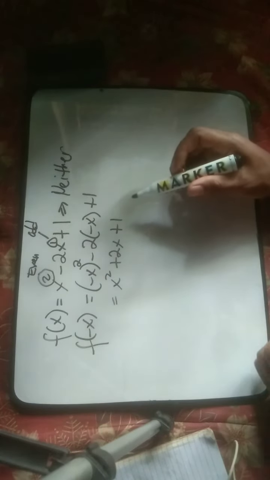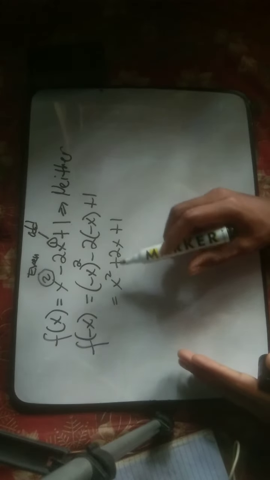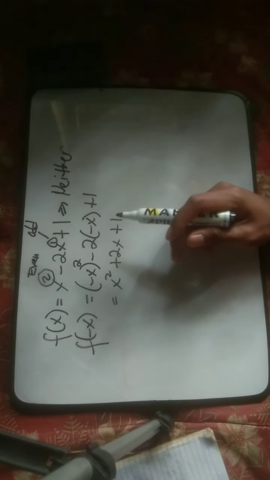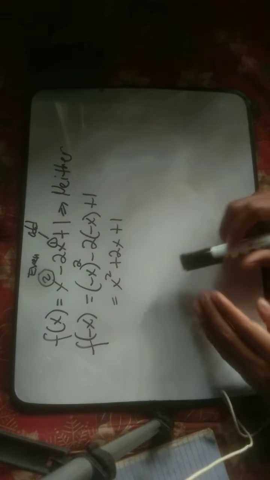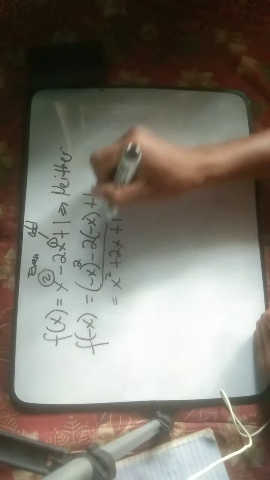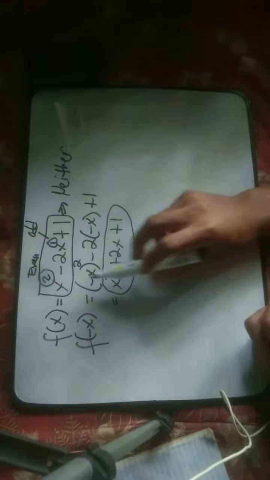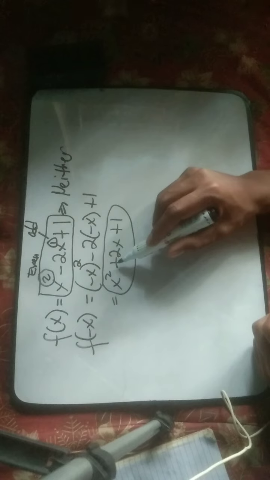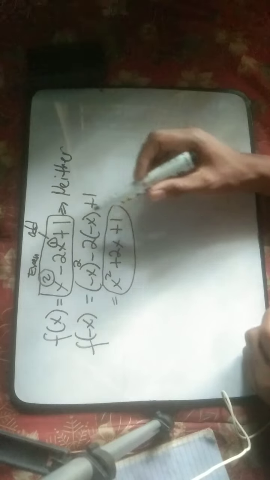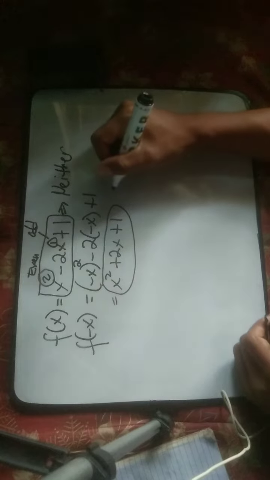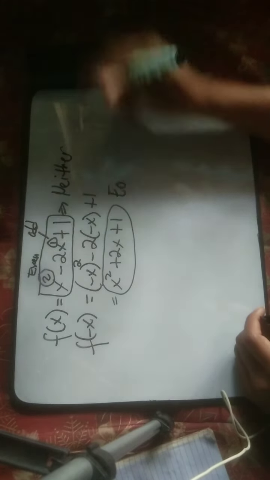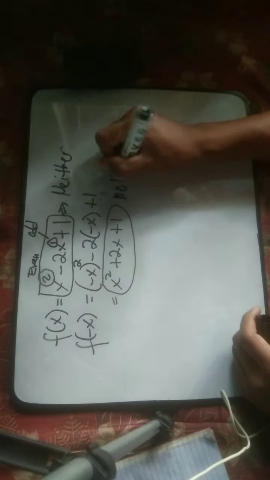So our new function is no longer the same as the original function. The x squared is the same, but the sign of 2x is now positive from negative, but the 1 is still the same. So this function is not even.